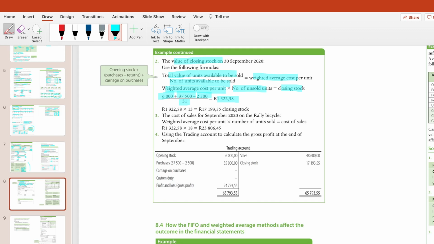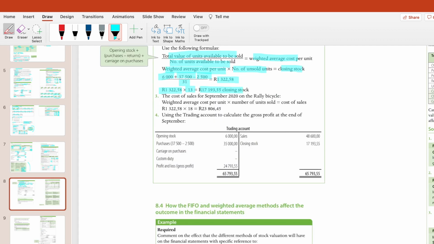Then we go this further step. We take that amount, 1,322 and 58 cents, and we multiply it with the 13 units that are left. So our closing stock is then 17,193 rand and 55 cents. The cost of sales for September on the Rally bicycles: our weighted average cost per unit times the number of units sold will give us our cost of sales.